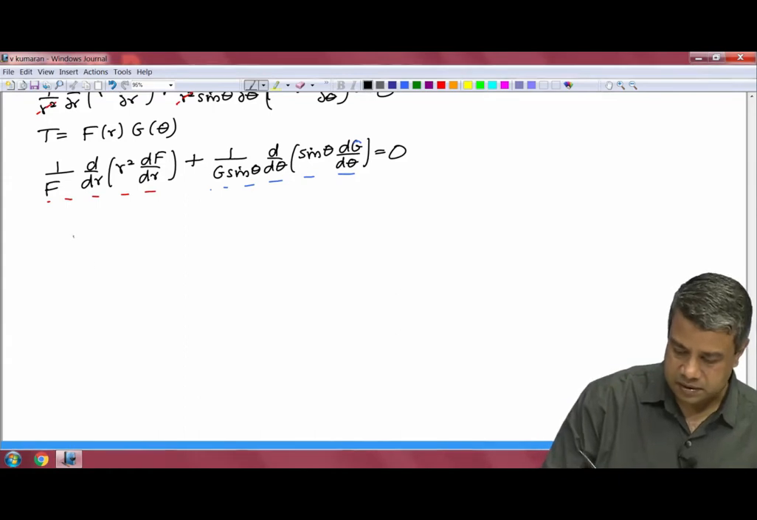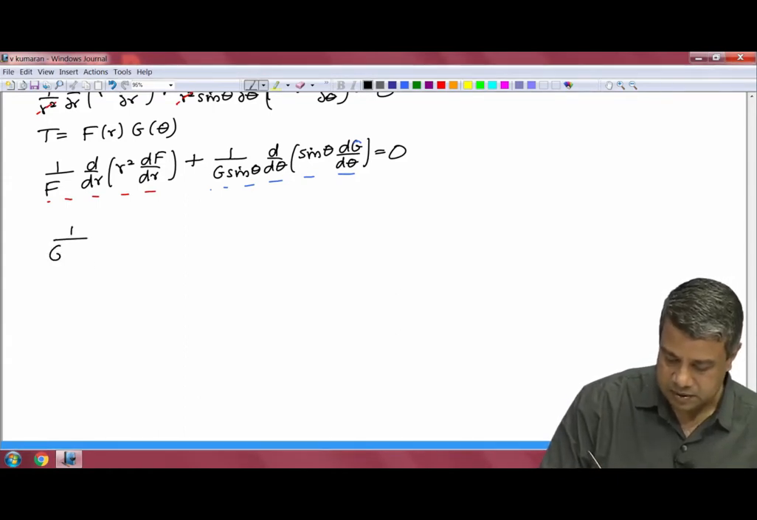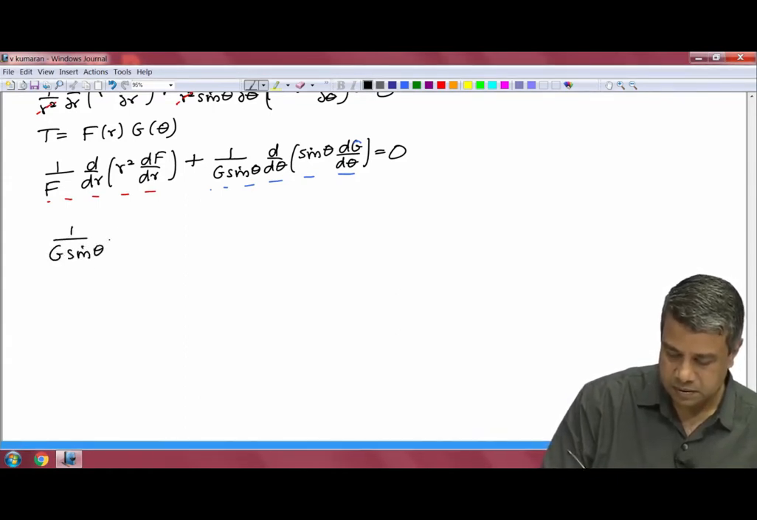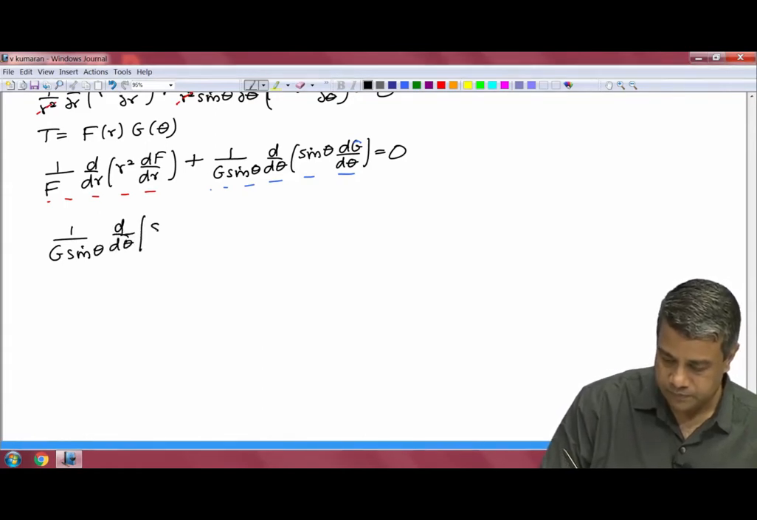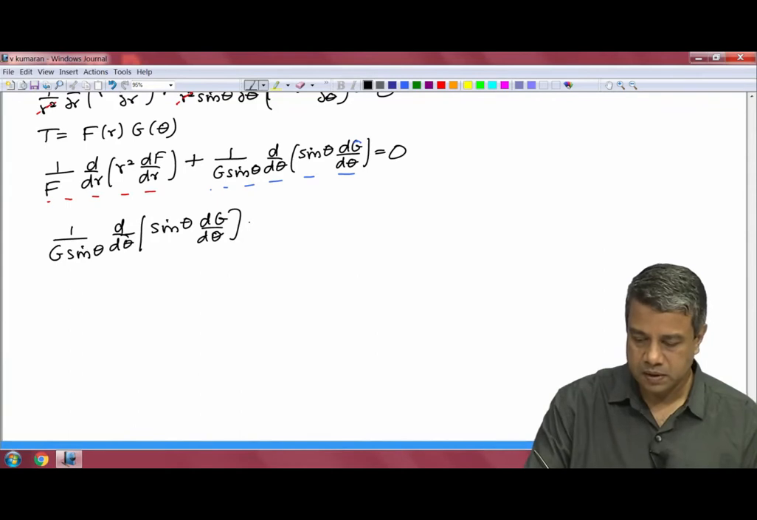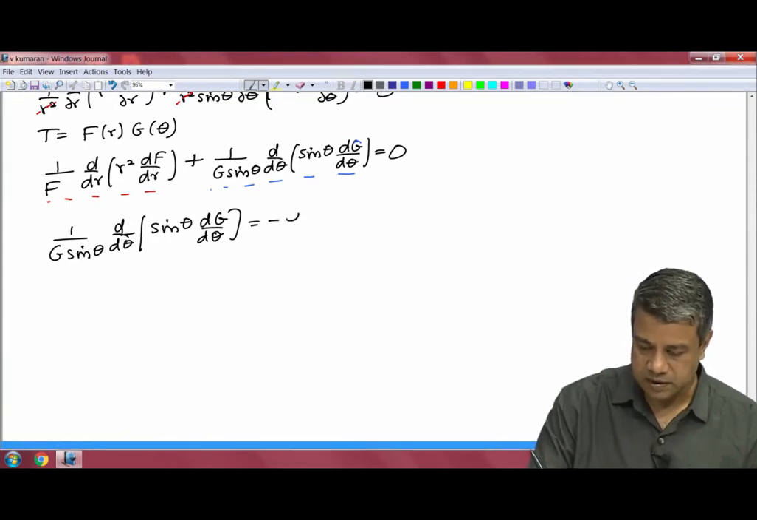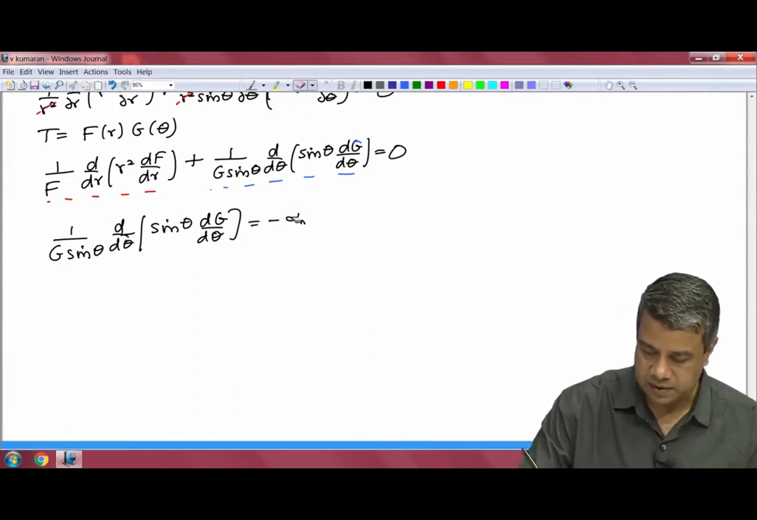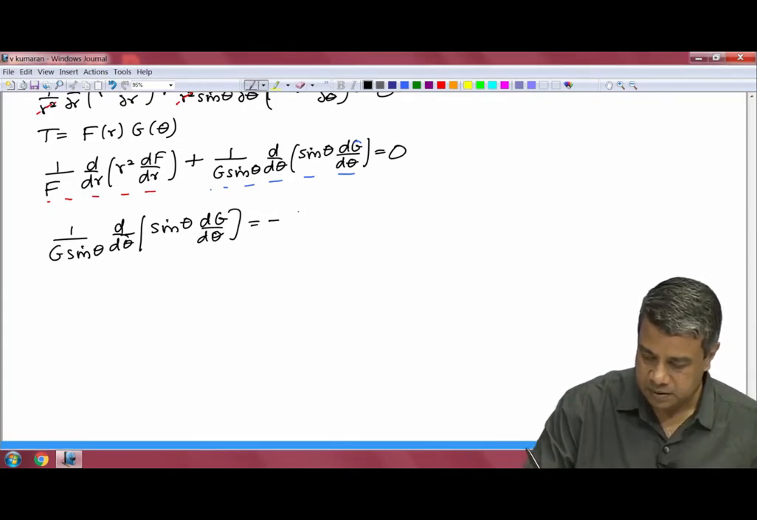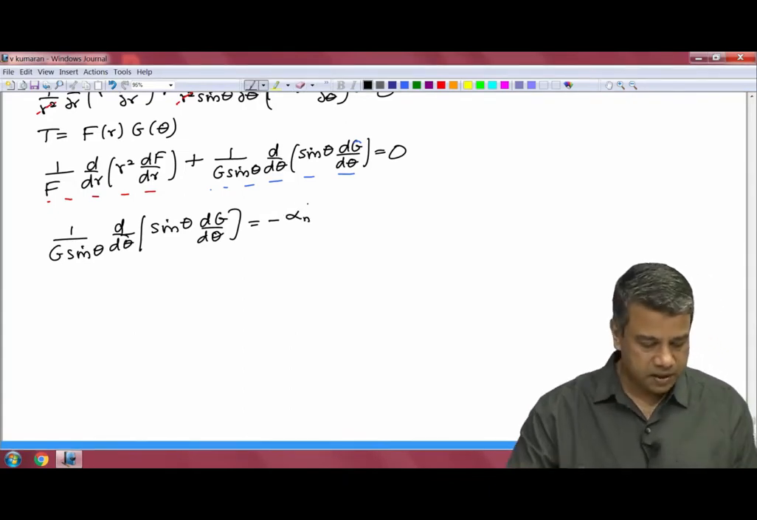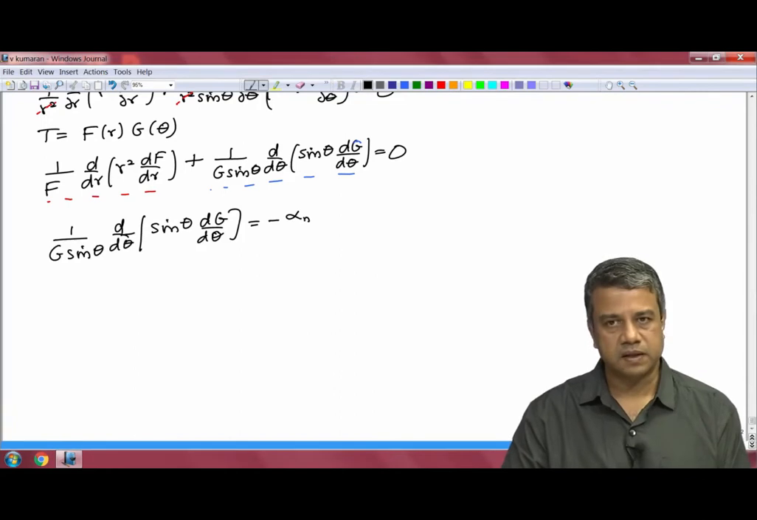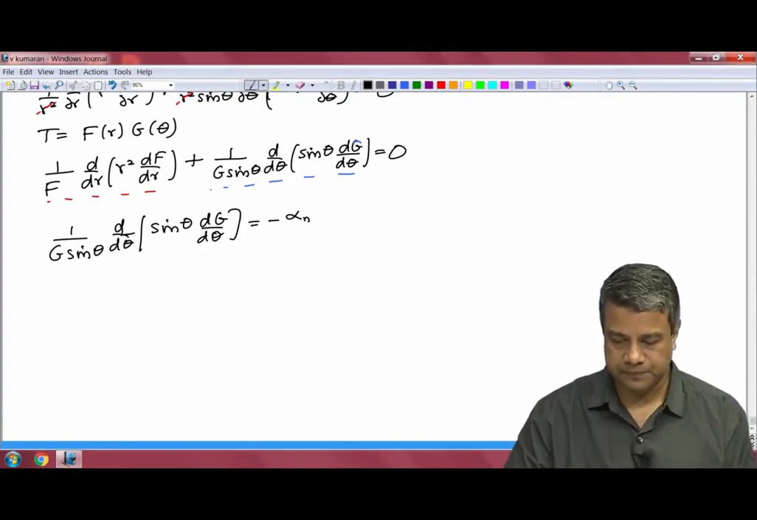So, let us examine this. 1 by g sin theta is equal to some coefficient, I will call that minus alpha n. We will come back and find out what this minus alpha n is a little later.